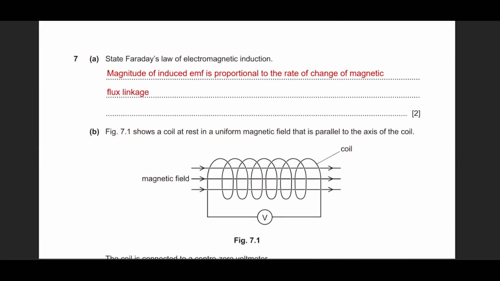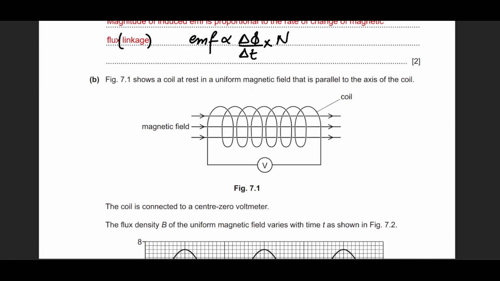Moving on to the next part, question number 7. Again, a repeated question, law of electromagnetic induction. Magnitude of induced EMF is proportional to the rate of change of magnetic flux linkage. The word linkage is in brackets. You can add this or you can omit this, it does not matter. So the equation actually looks like this: the induced EMF is equal to the rate of change of magnetic flux with respect to time multiplied by the number of turns of the coil.